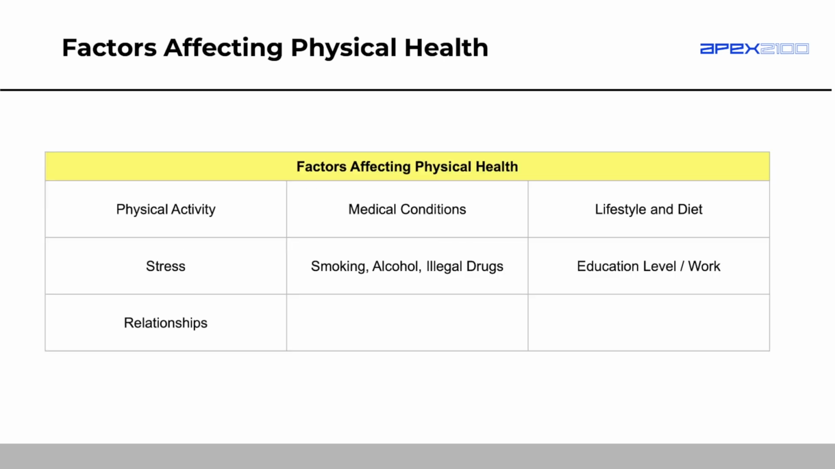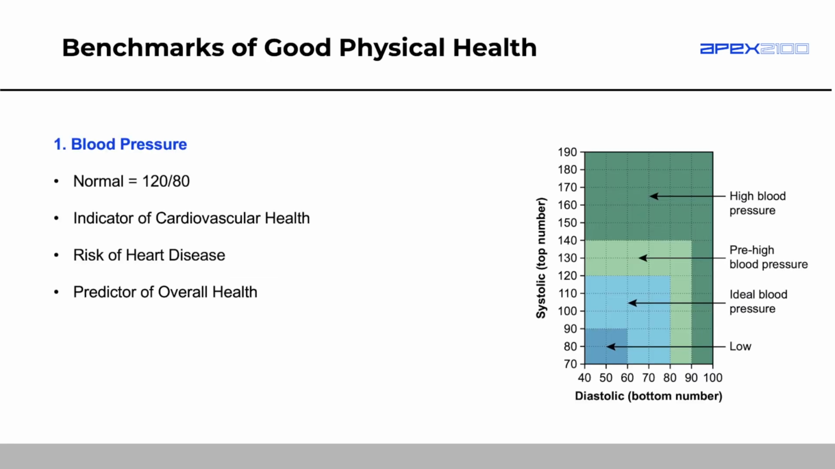All right. So those are the factors which may affect our physical health, and we've gone through each of those 7. Now we're going to look at benchmarks of good physical health. So what measures can we take? What benchmarks can we look at in order to estimate that our health is good and going well? The first one is blood pressure.